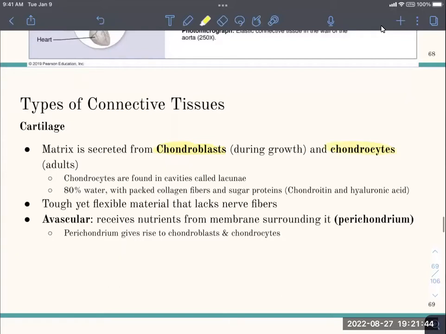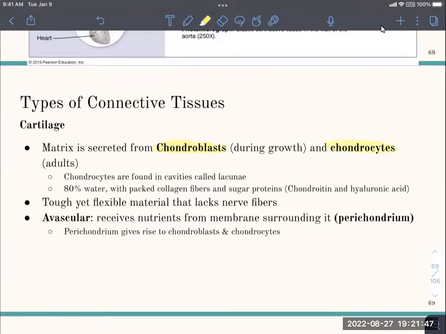Chondrocytes are found in cavities called lacunae. So we have these little lacunae here, and we get these little cells, these chondrocytes in here that secrete the matrix that makes cartilage. About 80% of cartilage is made of water with collagen and chondroitin or hyaluronic acid, which are sugar proteins. They're a tough yet flexible material. They really don't have nerves.